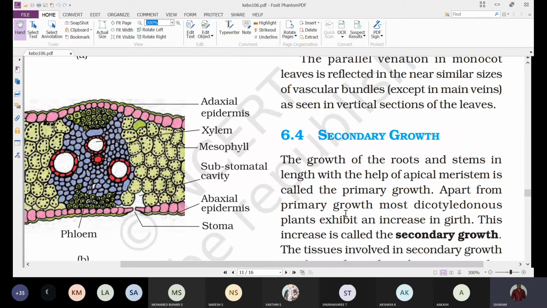That is about the dicotyledonous leaf and monocotyledonous leaf. Does anybody have any doubt regarding the dicotyledonous and monocotyledonous leaf?